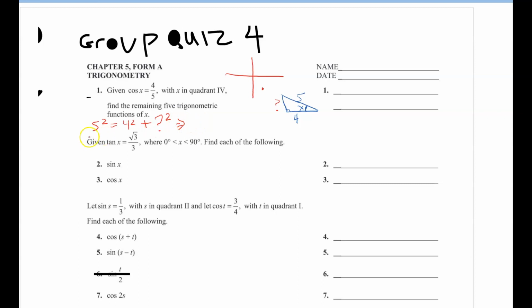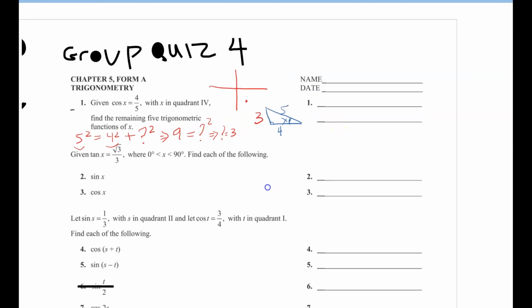So as a result, this is 25, this is 16. You take 16 to the other side, 9 is equal to the question mark squared. So question mark is 3, right here. Okay. So now you have all the sides and you can find the remaining 5 trigonometric functions.